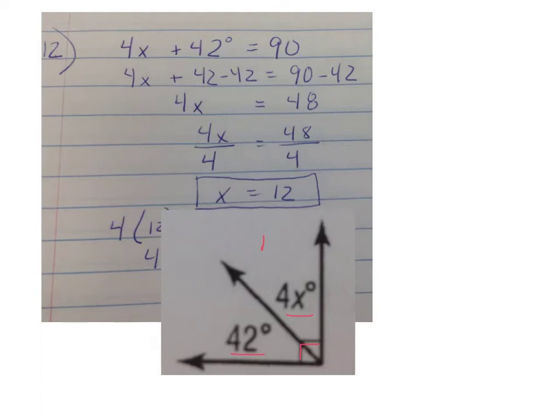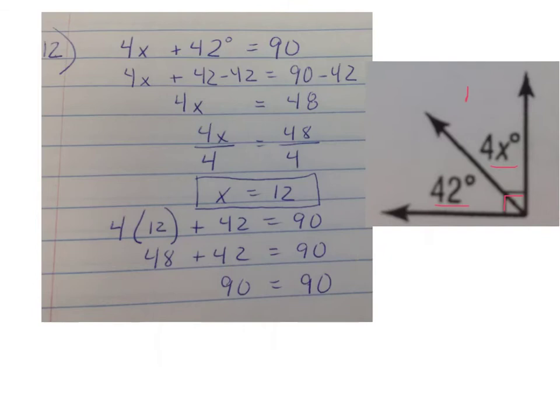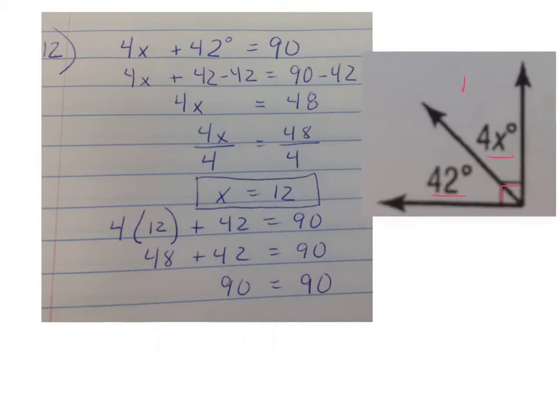Now, in order to check to make sure we've done this correctly, we just put that 12 that we found back in the original equation. 4 times 12 plus 42 equals 90, just copied from this original line. So 4 times 12 is 48, plus 42 is 90, and indeed 90 is equal to 90. So we know we have the right answer. X is going to be 12, and that's the solution.